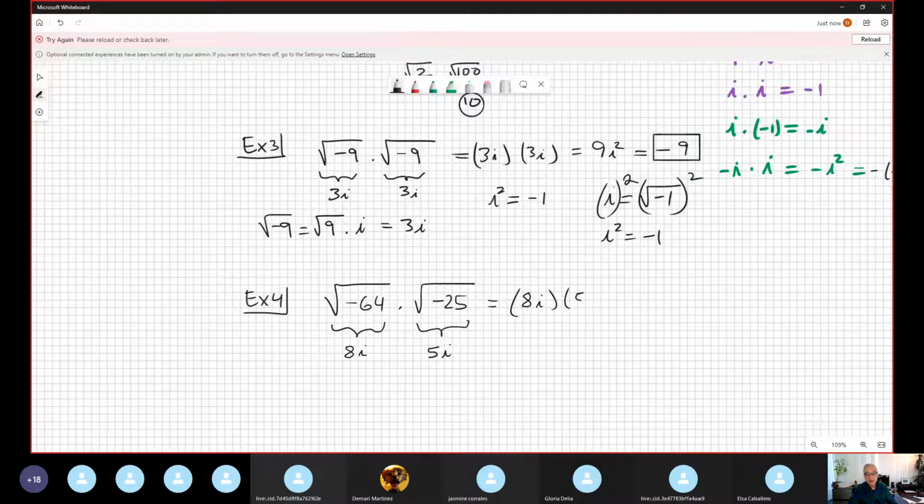Multiplication of 8i by 5i gives 40i squared. But you can never leave the answer like that, because i squared is real. You need to know that i squared is negative 1. Therefore, the final answer is minus 40. Done. End of the story. Clear? Super clear or super confusing?